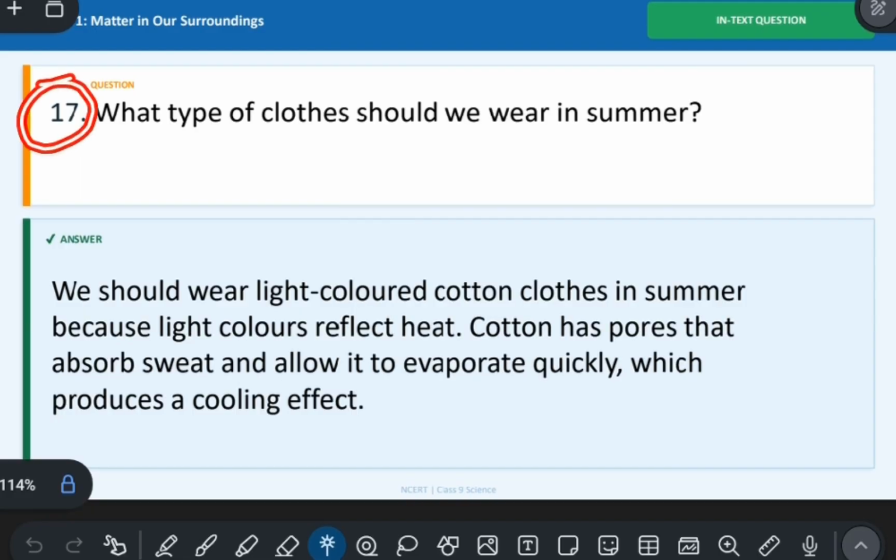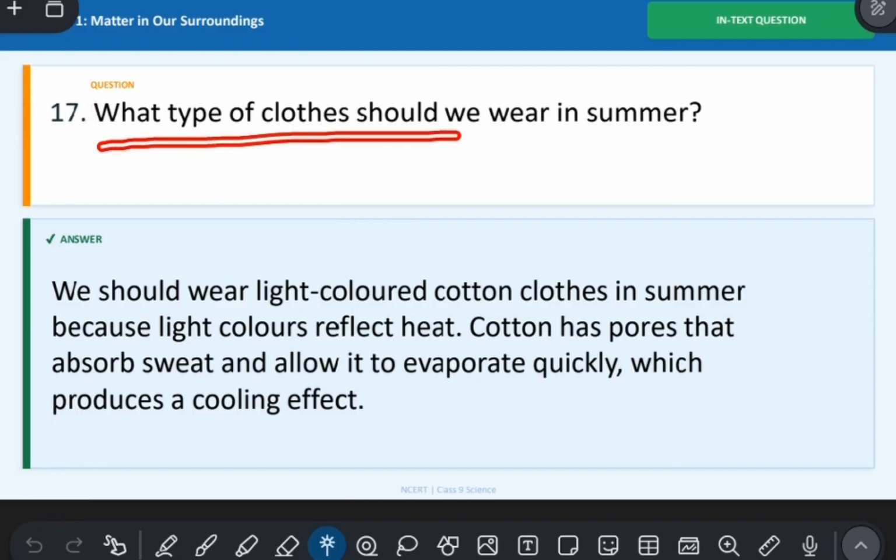Now question number 17. What type of clothes should we wear in summer? So we should wear very light colored cotton clothes because light color reflects the heat. Cotton has pores that absorb sweat.